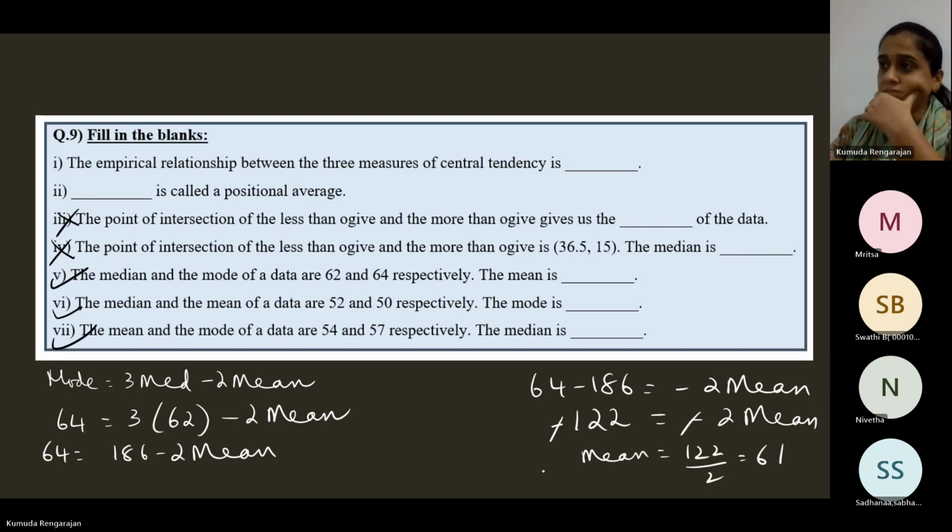All right. So remember, when 2 of the 3 are given, mean, median, mode, to find the third one, you should use this formula. Mode is equal to, I've given you in the class, this was already introduced to you. Mode is equal to 3 median minus 2 mean.